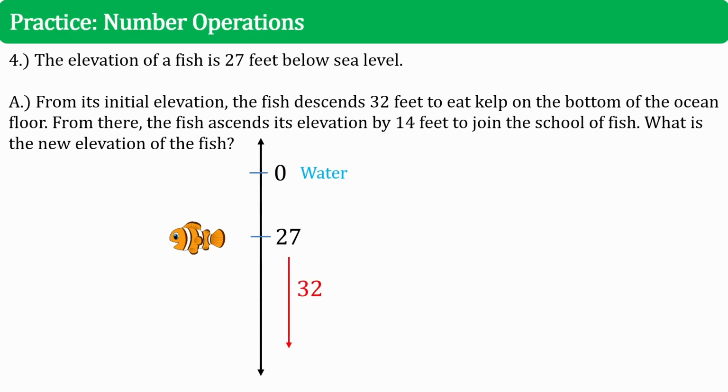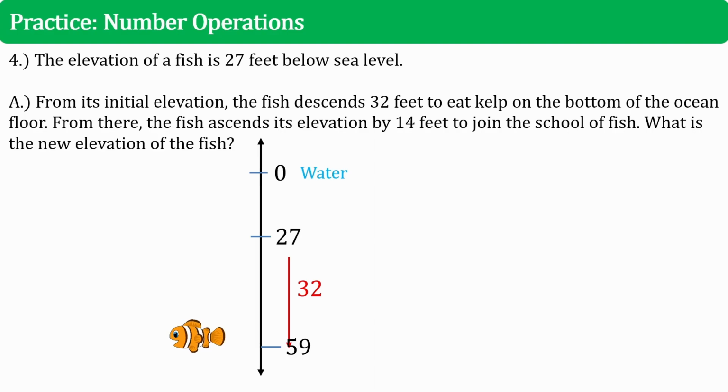Okay. Here it says it descends down 32 feet, so that fish is going to move down 32. And in this process, I'm just going to add it because it's going down. 27 plus 32 is 59. That is the elevation when the fish is on the ocean floor eating kelp.